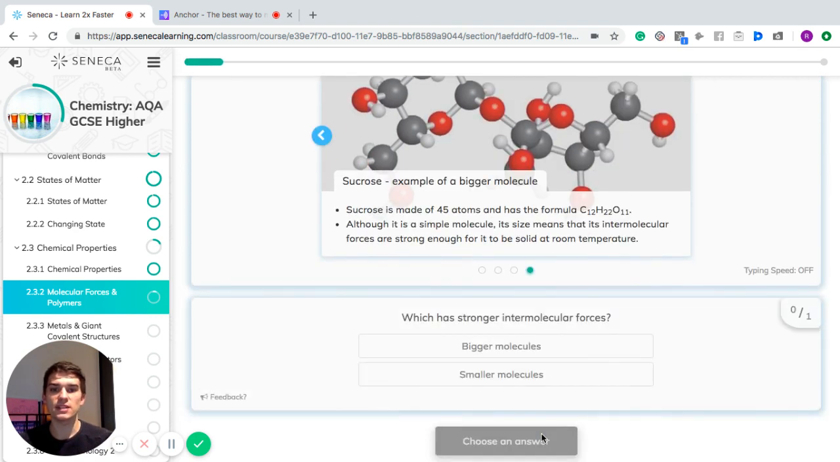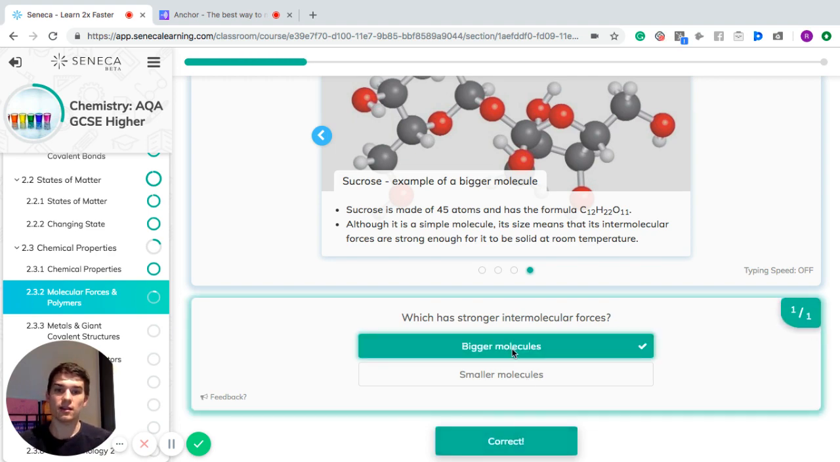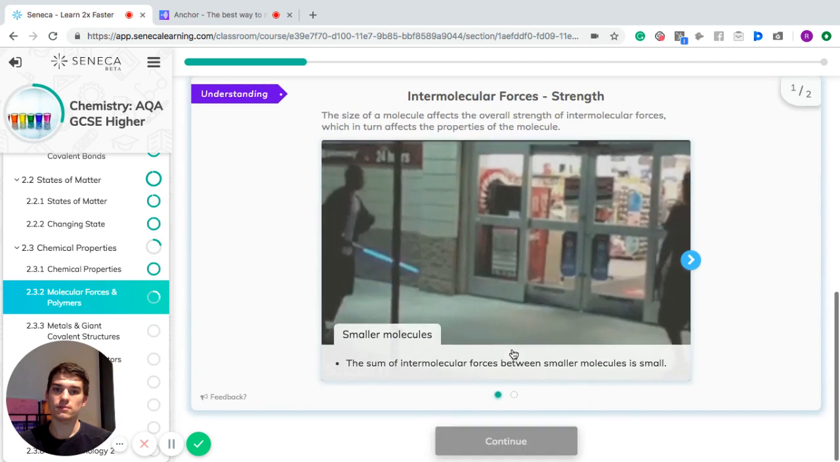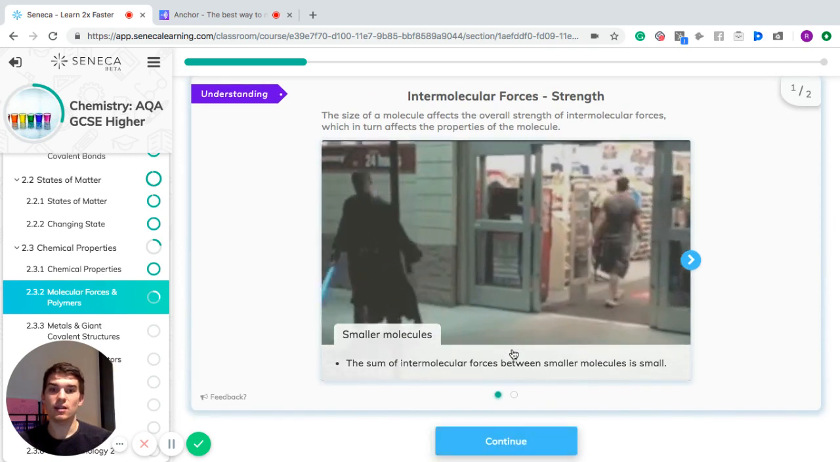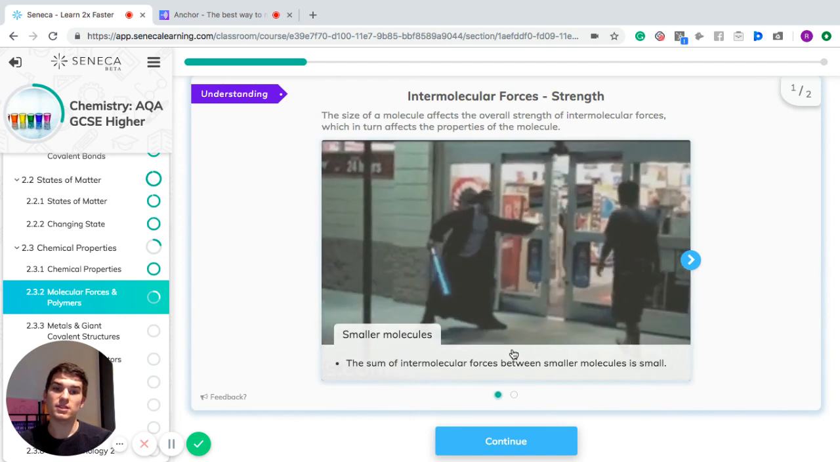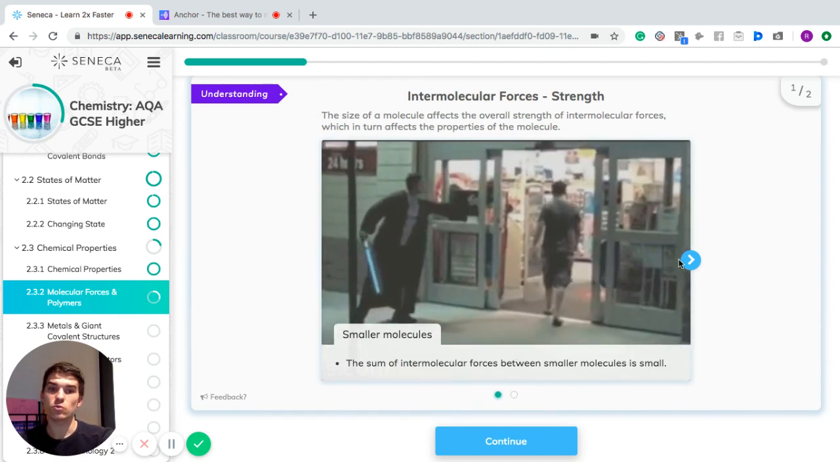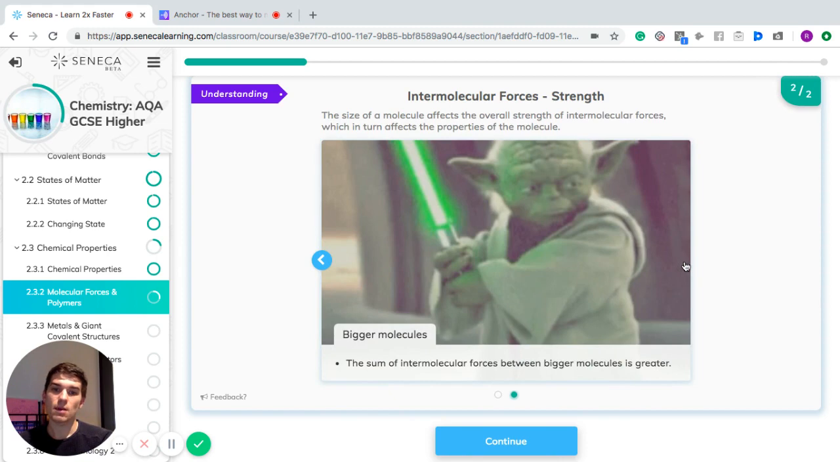So which of these has stronger intermolecular forces? Is it bigger or smaller molecules? Now remember, the stronger intermolecular forces go with the bigger molecules. The sum of the intermolecular forces between small molecules is small, and the sum of the intermolecular forces between bigger molecules is greater.